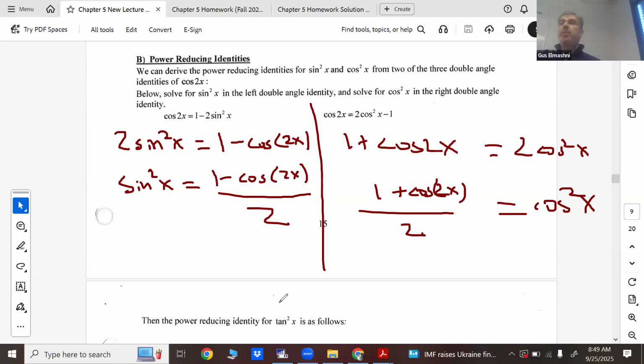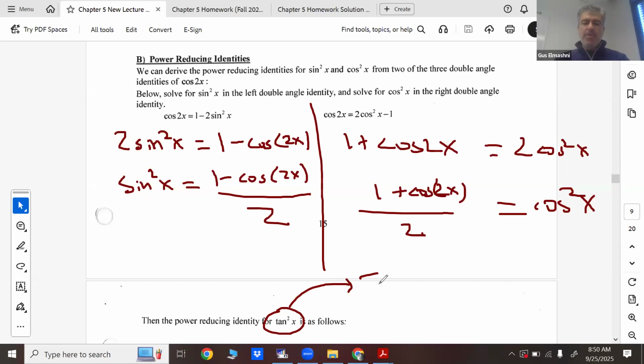Again, just take what we already built; we're building on top of it. Anyone have an idea how I do tan squared x? Now I have this thing for sine squared and cosine squared. You put them over each other. Good, thank you so much. See? You guys are just building on top of what you know.